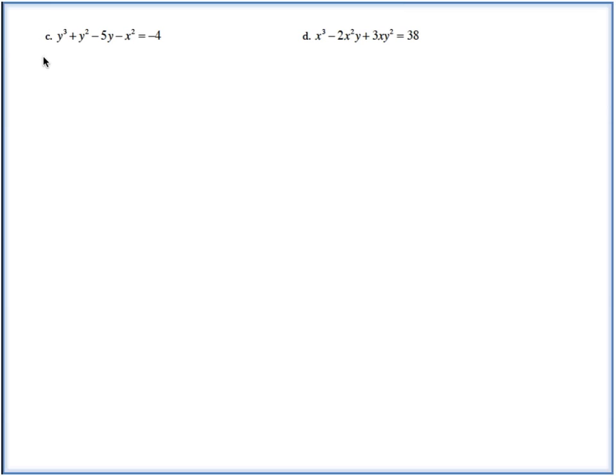All right, for letter C, let's go ahead and work this one out together. So you notice the y's and the x's are on the same side. This would be a really tough function to find explicitly, so let's just do implicit differentiation. So find the derivative with respect to x of both sides.